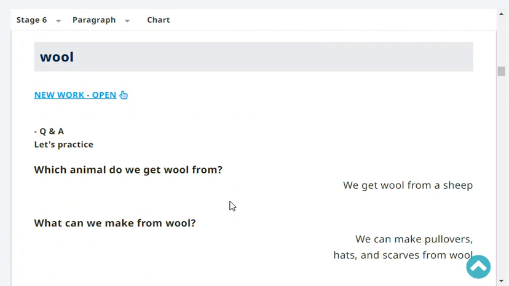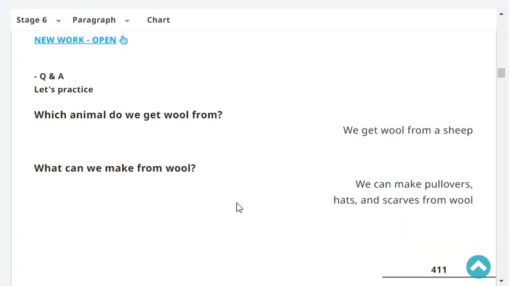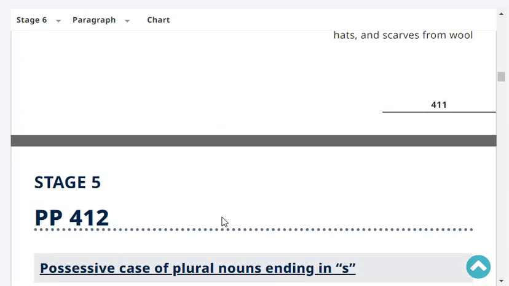Which animal do we get wool from? We get wool from a sheep. What can we make from wool? We can make pullovers, hats, and scarves from wool. Very good.